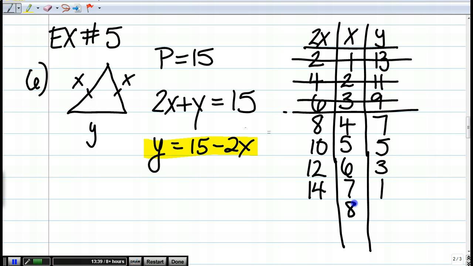When you plug in 8, 8 plus 8 is 16, and when you plug in 8, 15 minus 16 is negative 1, and you would get a negative answer, and that does not make sense. You can't have a negative distance. So these are your possible combinations for your length.